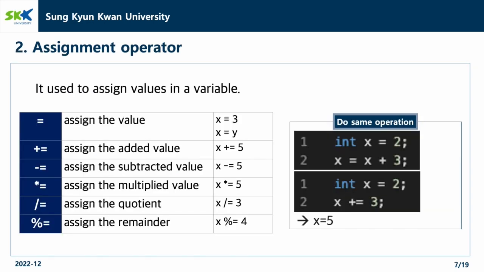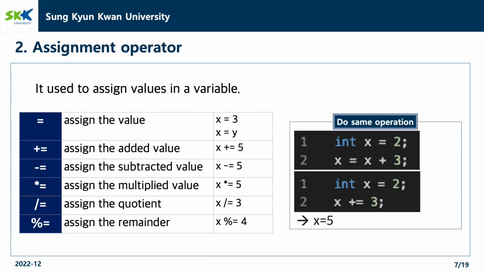Second is assignment operators. 6 operators below are used to assign values to a variable. The first operator assigns the value on the right to the left variable. The second operator assigns the added value to the left variable. As you can see from the example code on the right, x equals x plus 3 and x plus equals 3 mean the same thing.